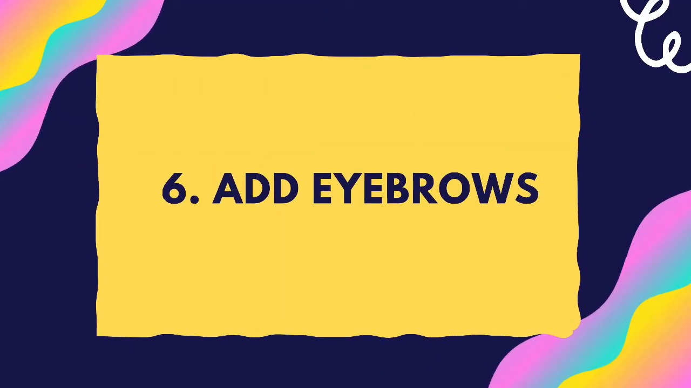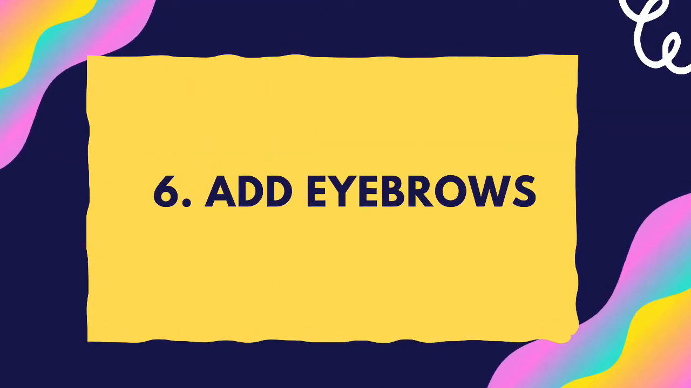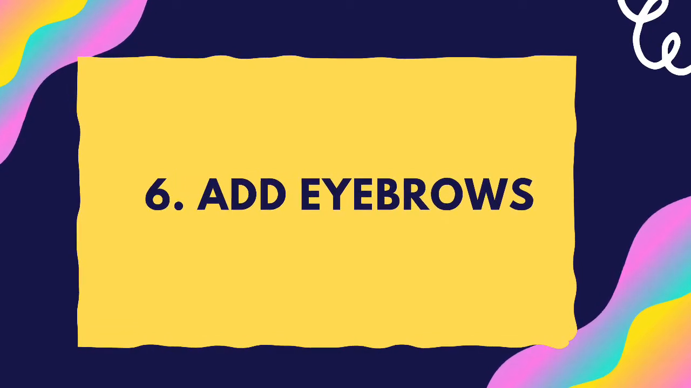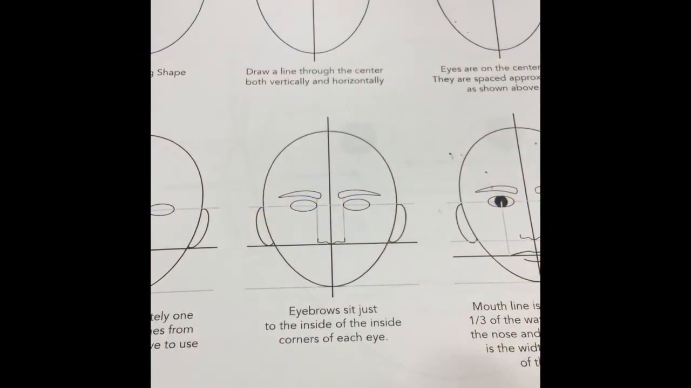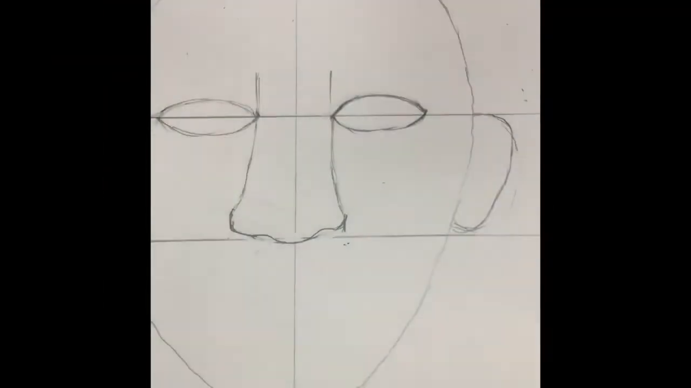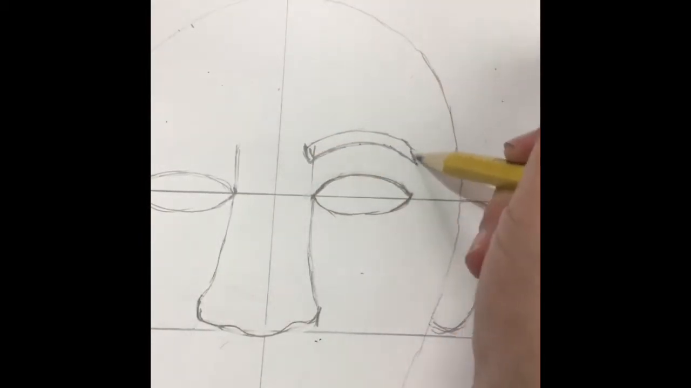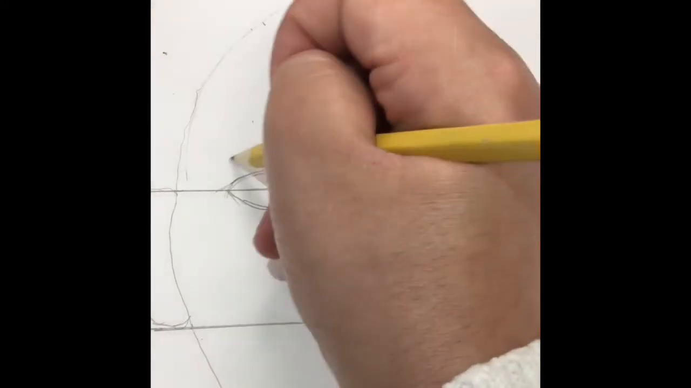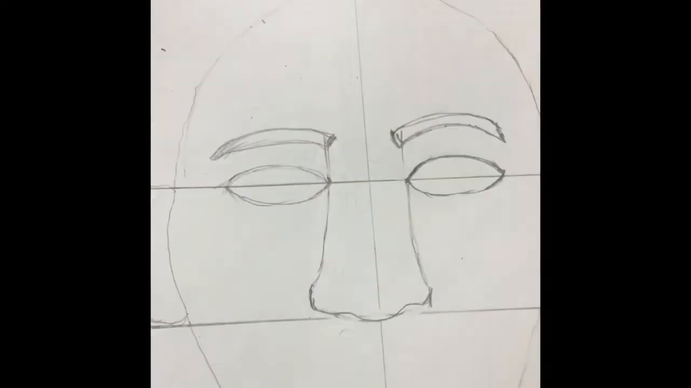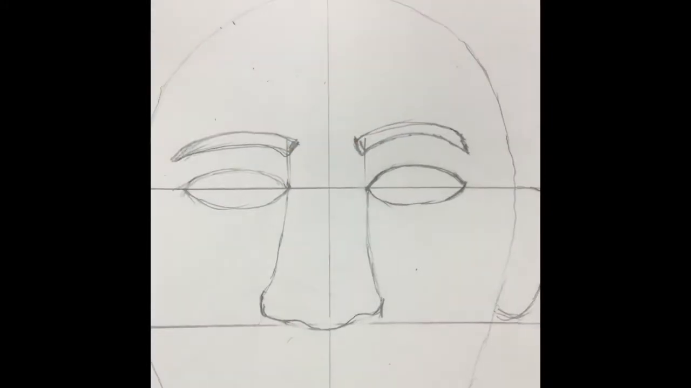Step 6. Add eyebrows. When you draw the eyebrows, you can draw 2 dashed lines above where the inside of each of the eyes are. Then you will start to draw a curve over the actual eye, and you can end the eyebrow a little bit longer than the actual eye itself.